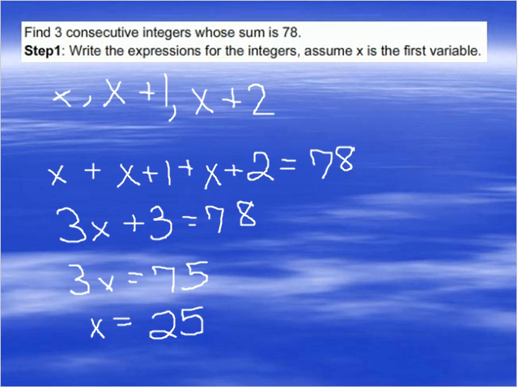So my very first integer is going to be 25. And if it's 3 consecutive integers, that means it would be 25, 26, and then finally 27. And when we add those 3 numbers together, we do get a total of 78.